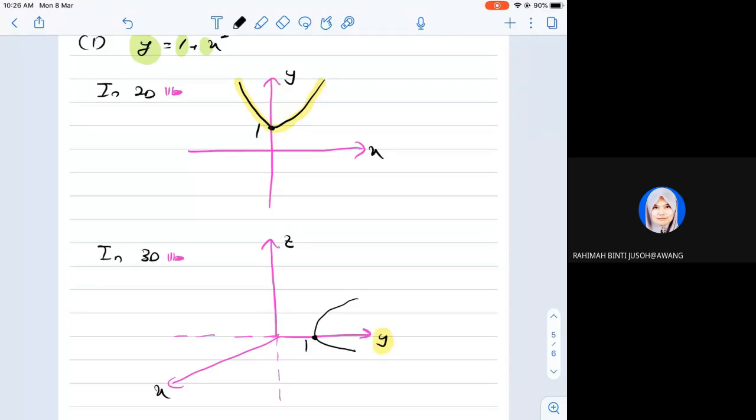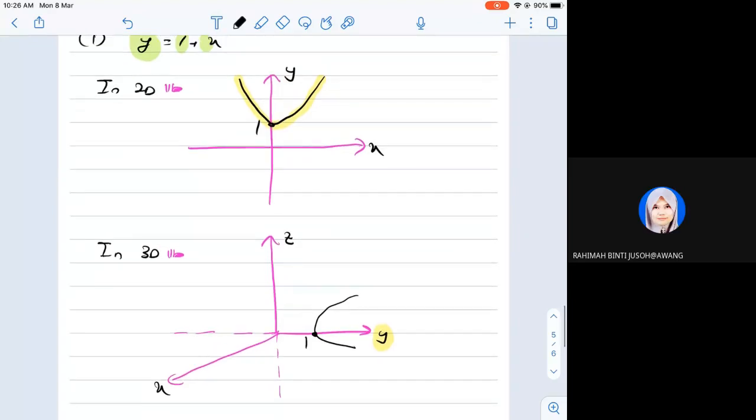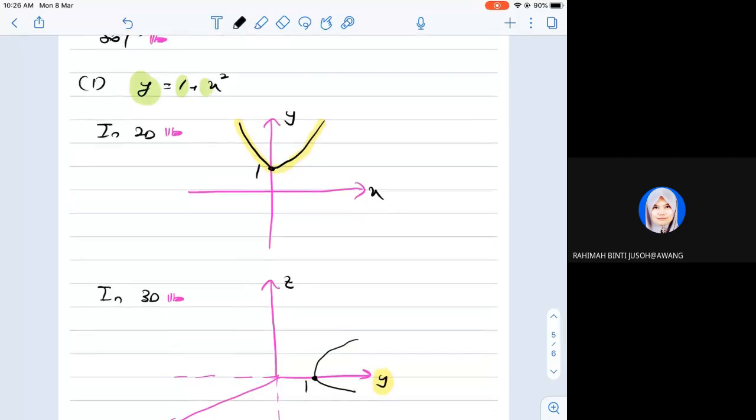For the first step, boleh faham? Okay, good. So now, in order to sketch parabolic cylinder, guys, saya tulis balik dalam equation ni, y equals to 1 plus x squared.